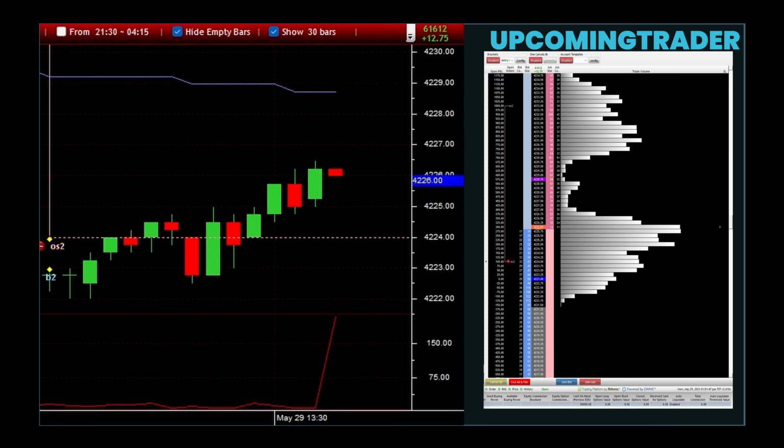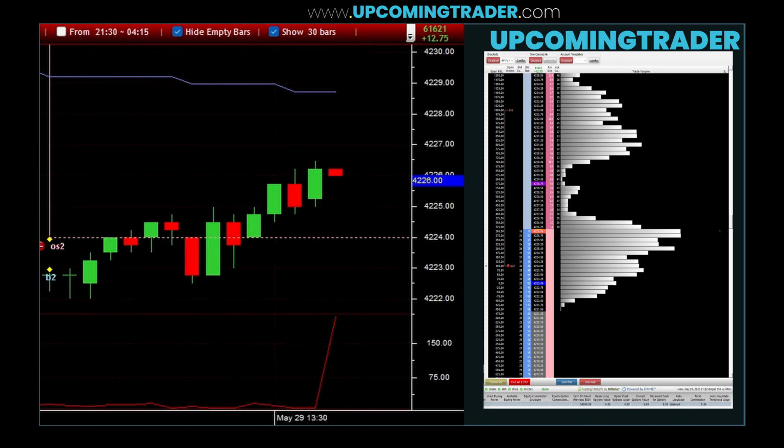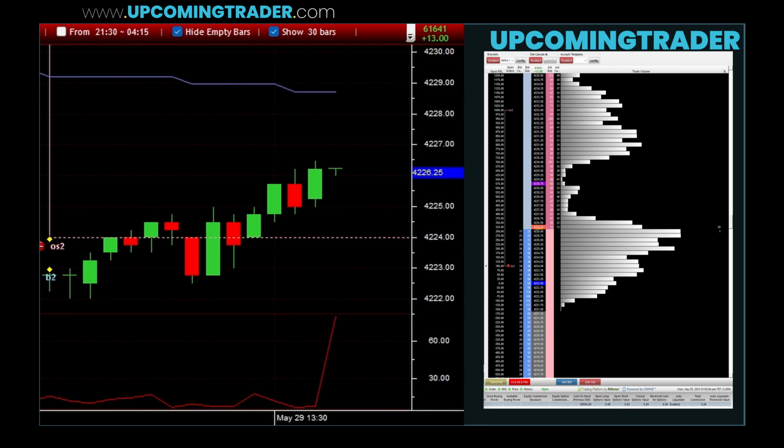Now, there is also something called an inverse head and shoulders pattern, and this one works the opposite way. Imagine the same shape, but upside down, with two troughs on either side of a deeper trough in the middle. Instead of the price going down, this pattern tells us that a downward trend might be reversing into an upward trend. To understand the inverse head and shoulders better, think of it as the market testing a support level multiple times.